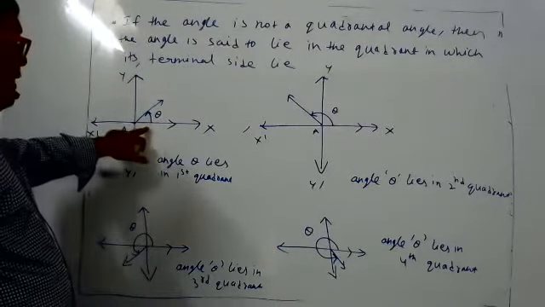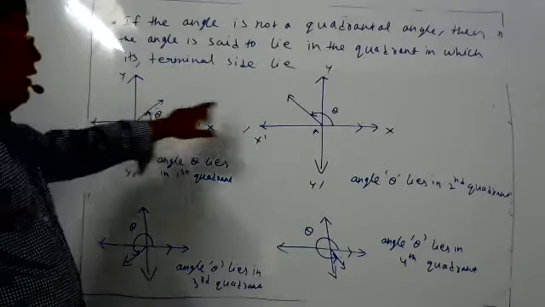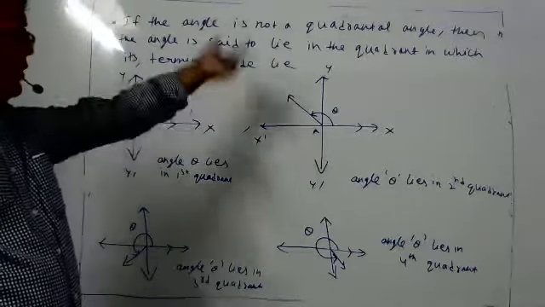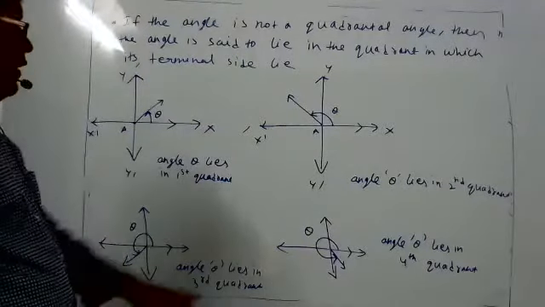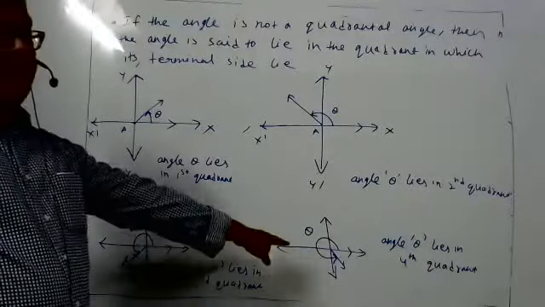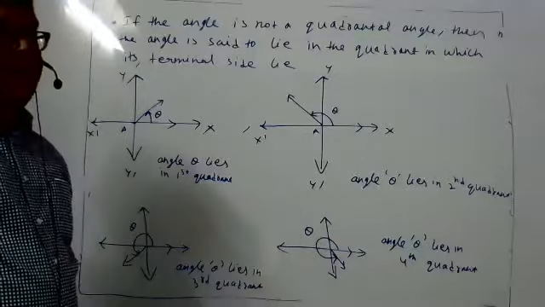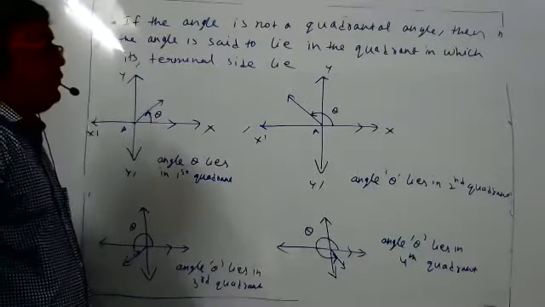In the first diagram, the angle lies in the first quadrant. In the second diagram, the angle lies in the second quadrant. In the third diagram, we say the angle lies in the third quadrant. If the picture is like the fourth diagram, we say the angle lies in the fourth quadrant.